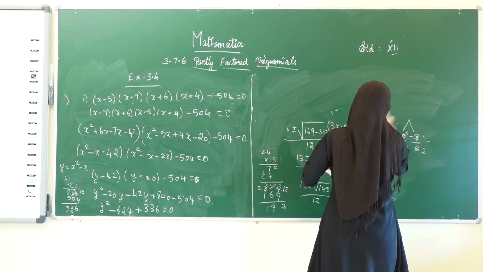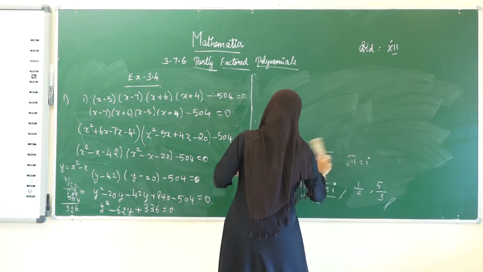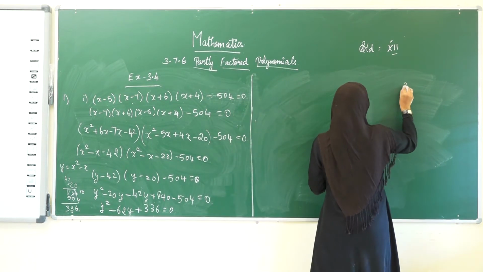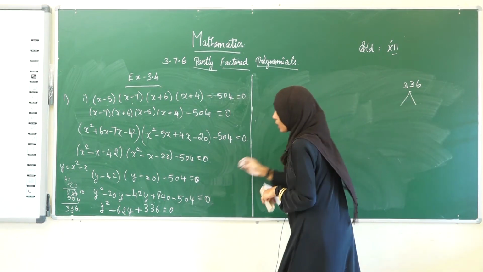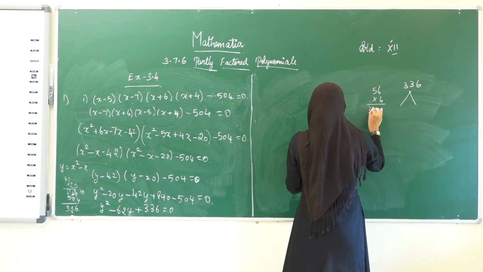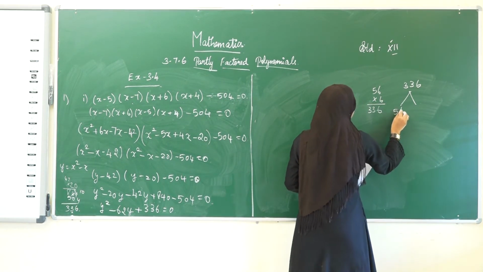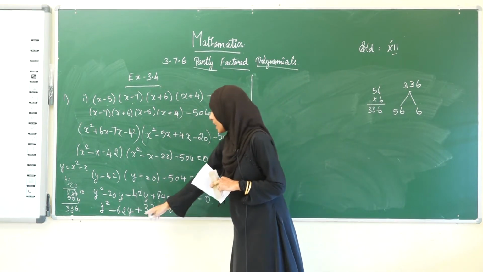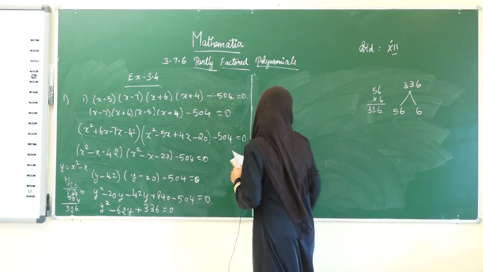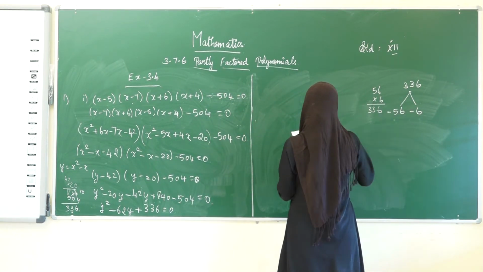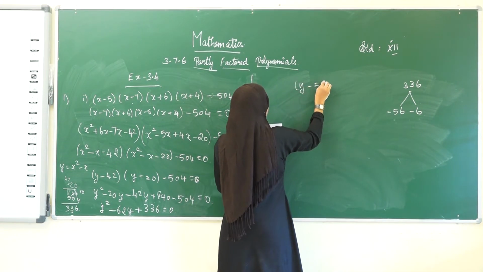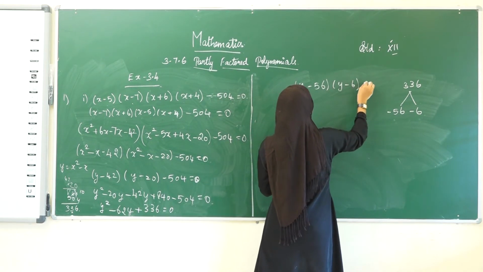Now we are going to solve this quadratic equation. We have to find the multiples of 336, and when we add those multiples, we should get 62. We know 56 into 6 is 336. So when we add 56 plus 6, we get 62. Here they have given minus, therefore this becomes minus in both terms. This can be written as (y minus 56)(y minus 6) equal to 0.